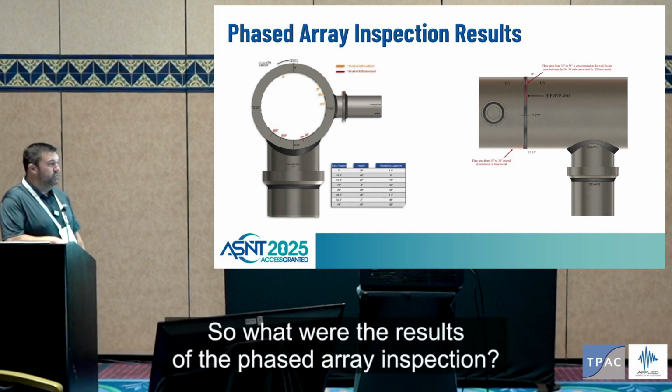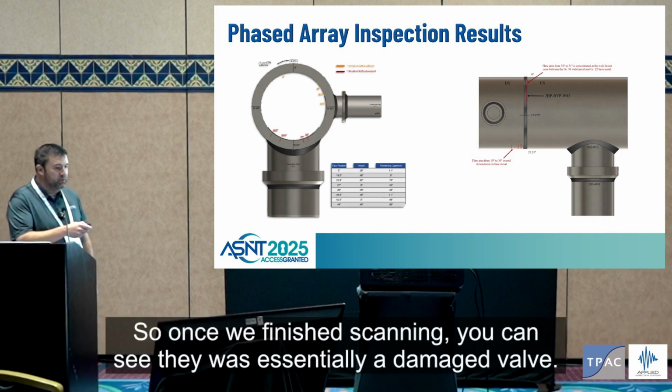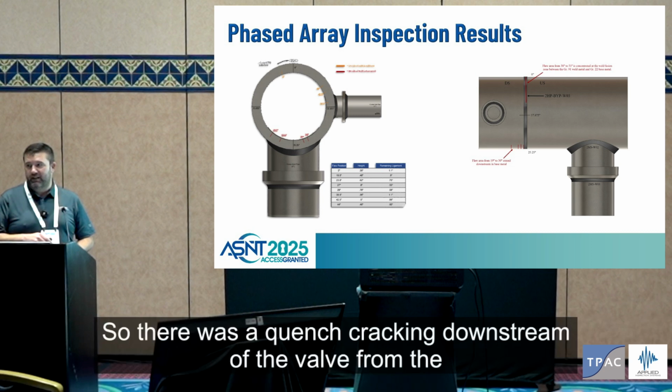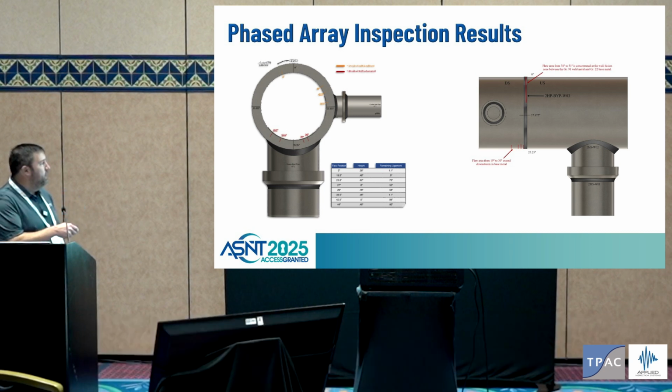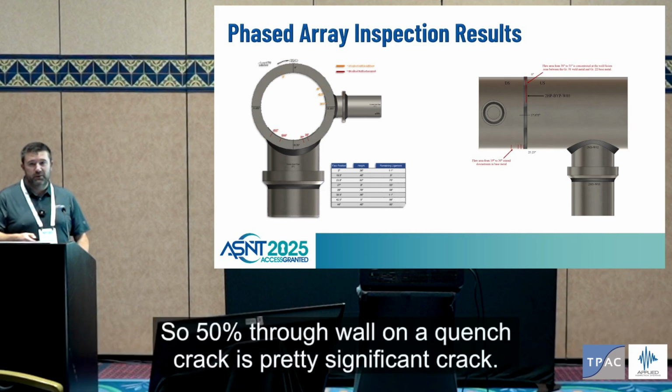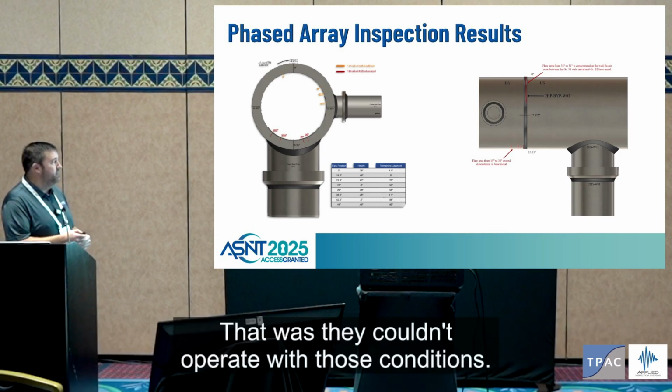So what were the results of the phased array inspection? So once we finished scanning, you can see there was essentially a damaged valve. So there was a quench cracking downstream of the valve from the water getting through. So you can see down here, we laid out a lot of the large cracks. So 50% through wall on a quench crack is a pretty significant crack.